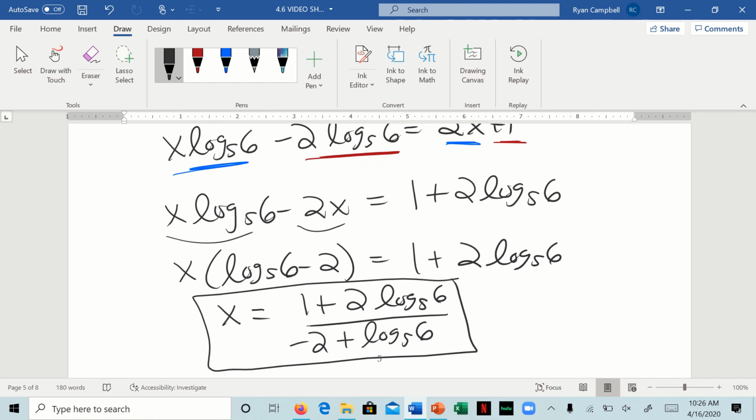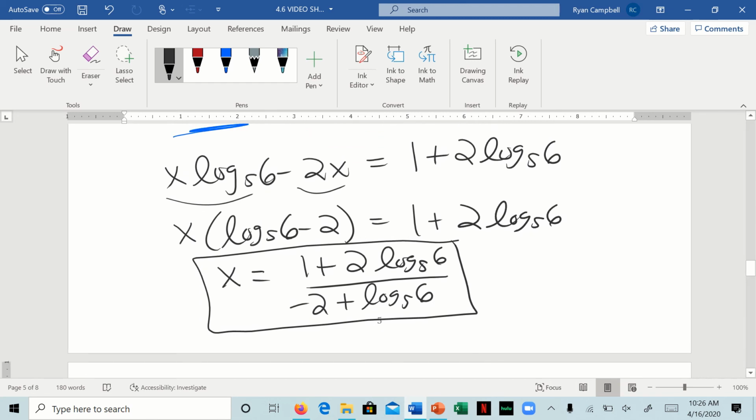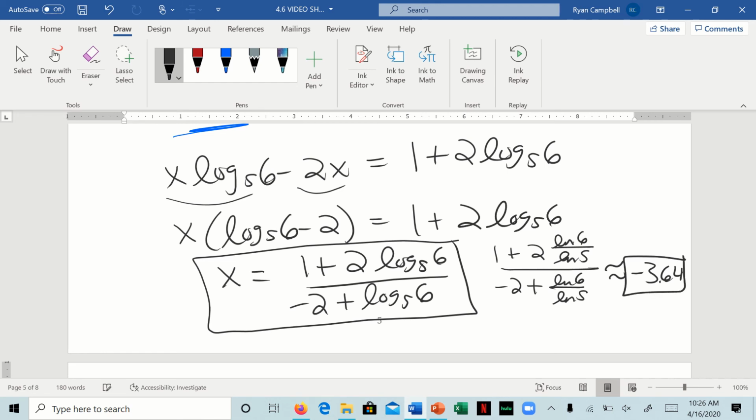However, when we are trying to plug this into a calculator, what we're going to have to do is put 1 plus 2 times the natural log of 6 over natural log of 5, divided by negative 2 plus natural log of 6 divided by natural log of 5. And now we have fractions within fractions, which for some people is a little too much for the calculator to figure out. But if you do it correctly, you still will get negative 3.64. So again, if you can figure this out on your calculator, that's totally fine.